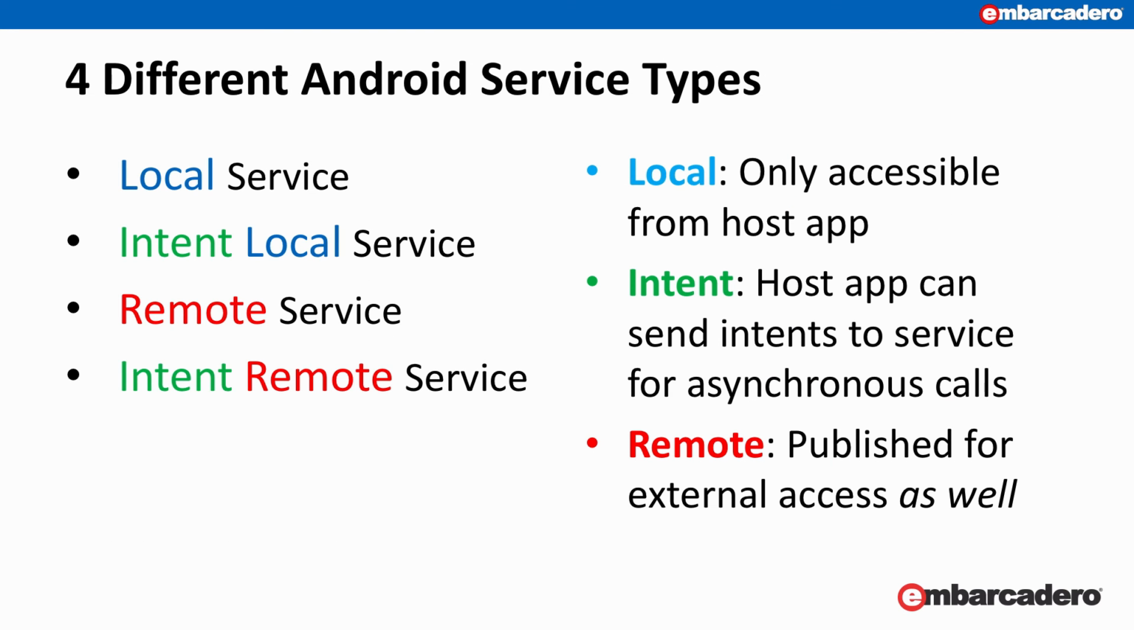So the four different types of services you have are a local service, an intent local service, a remote service, and an intent remote service. Now, a local service is only accessible from the host app. An intent service, whether it be local or remote, the host app can send intents to the service for asynchronous calls. So if you're not using an intent service, then all your calls are done in process and they're not asynchronous. Another important distinction here is that the host app, which is the app that is hosting the service inside of its bundle, can always talk to a service as if it's local. If it's a remote service, that means your service has been published for external access as well. So that means other apps inside other APKs can talk to your remote service.